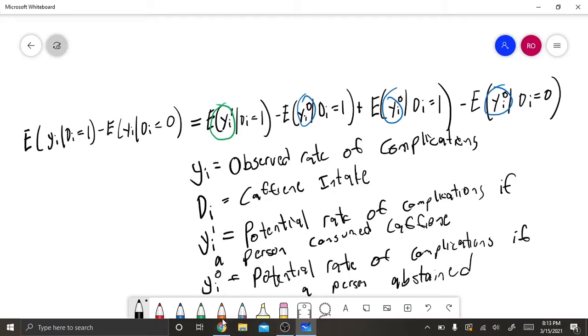Okay, so the first question is asking us about this term here. All right, and remember, this is saying we're just subtracting the observed complications of people who drank caffeine minus the observed complications of people who didn't drink caffeine. Another word for this is the simple difference in means.